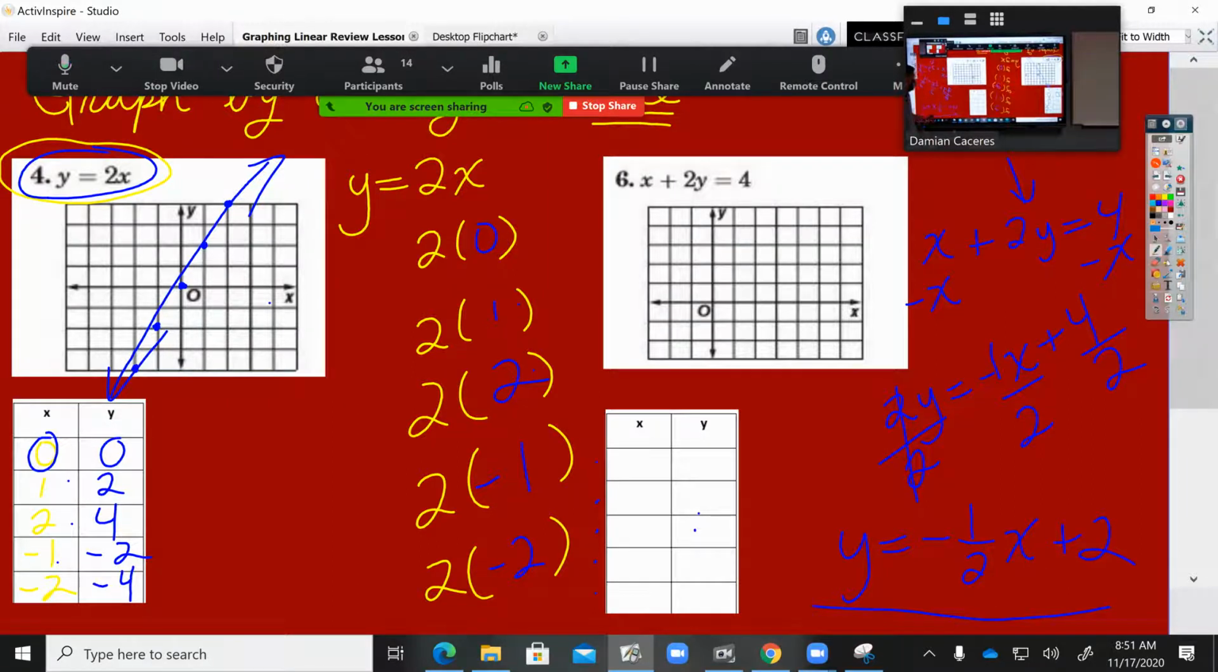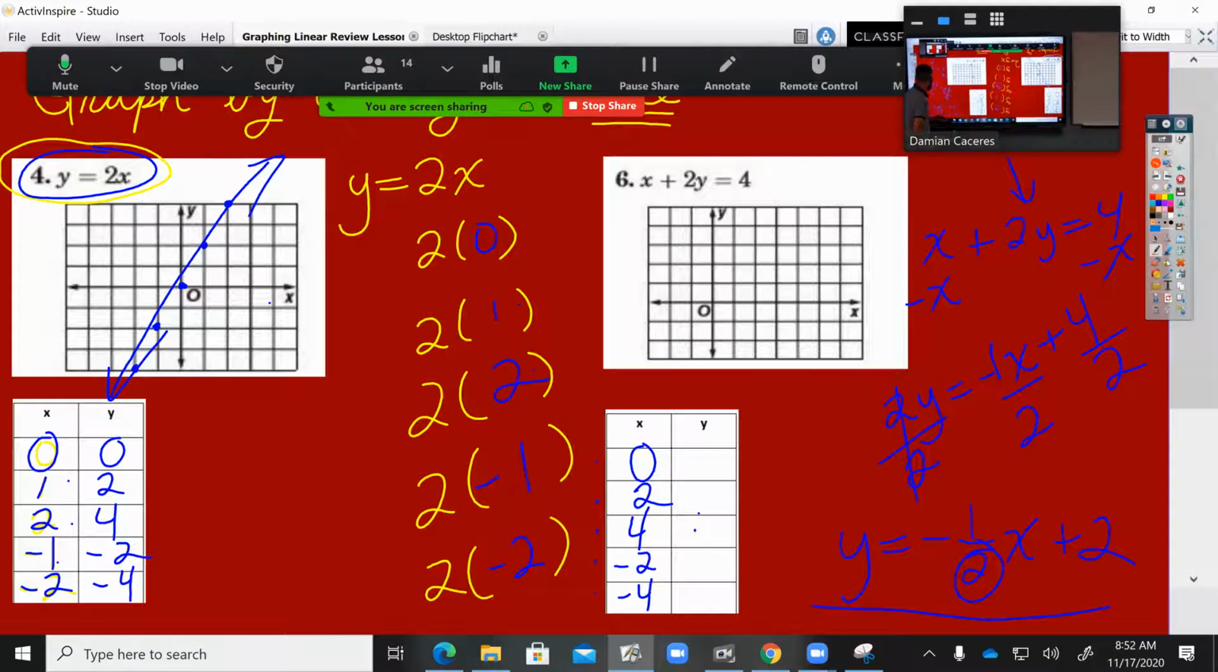Now that tells me that the numbers in here cannot be the same numbers as here. You can't use 0, 1, 2, negative 1, negative 2, because it has to be multiples of the denominator. So the first number could be 0, but the next one has to be 2. The next one has to be 4. And now we can use negative 2 and negative 4. Those are guaranteed not to give you a decimal answer, because you don't want to try to graph decimals. Not fun.